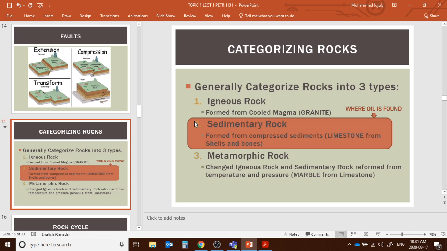We generally have three different types of rocks. One is the igneous rock. It is formed from cooled magma.